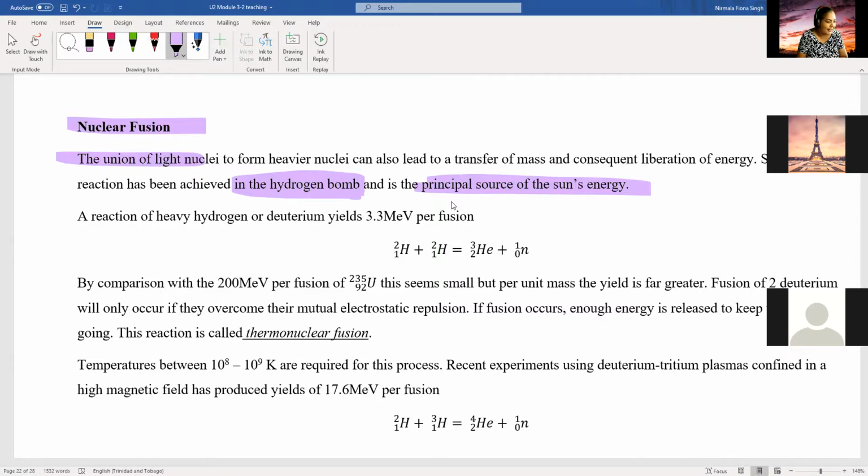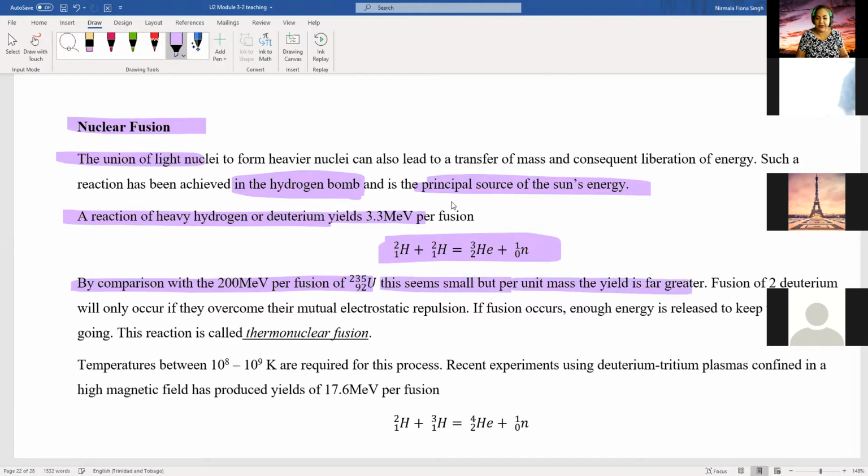Right? So a reaction with heavy hydrogen, deuterium, yields 3.3 mega electron volts per fusion. When we take two deuterium and fuse them together, we get an isotope of helium, helium-3, and an extra neutron. By comparison, one uranium-235 atom gives us 300 mega electron volts of energy versus one hydrogen fusion giving us 3.3. One is much, much smaller. But this seems small, while per mass unit, the yield is far greater.